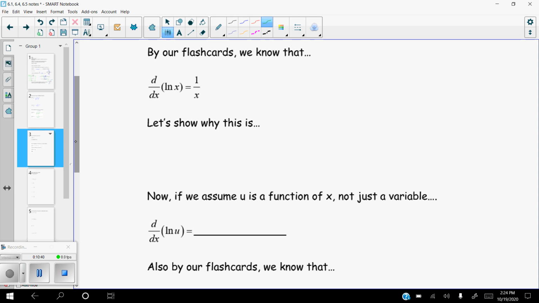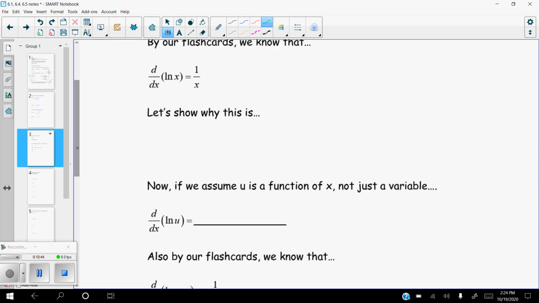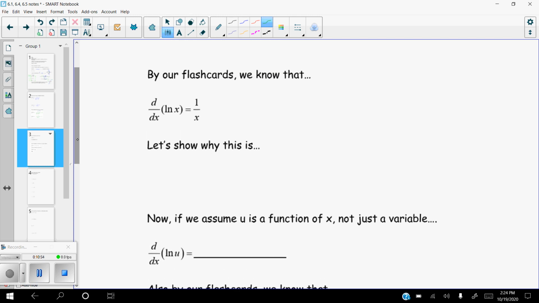Okay, so the derivative, oh, I'm sorry. We're actually going to come back to that part showing why. Now let's go ahead and do it right now. Why not? So the derivative of the natural log of x.